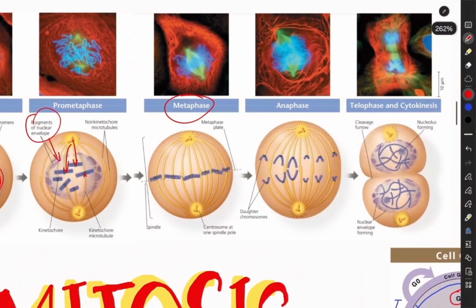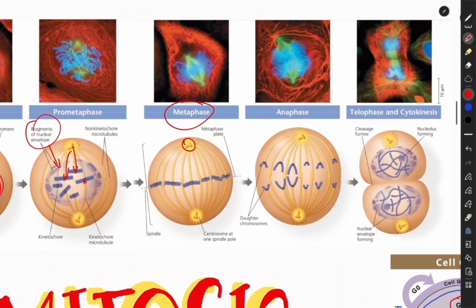Okay, so on to the next phase, the metaphase. The centrosomes are now at opposite poles of the cell. The chromosomes have all arrived at the metaphase plate, a plane that is equidistant between the spindle's two poles, and the chromosome centromeres lie at the metaphase plate. For each chromosome, the kinetochores of the sister chromatids are attached to kinetochore microtubules coming from opposite poles.